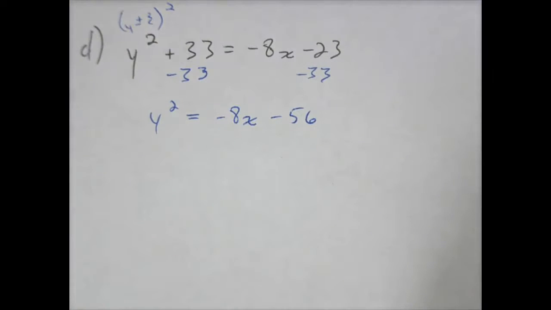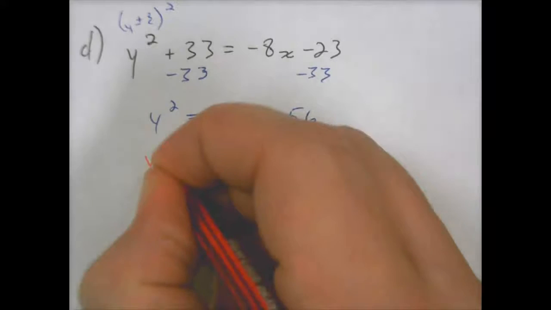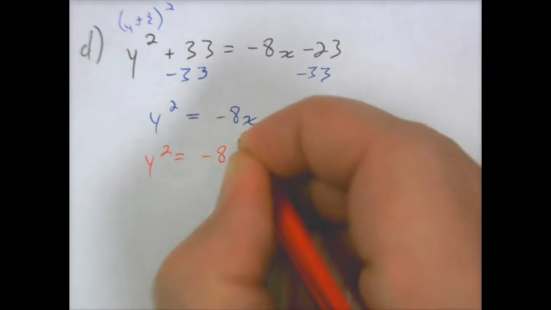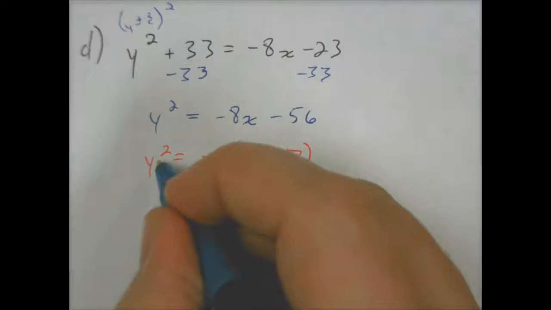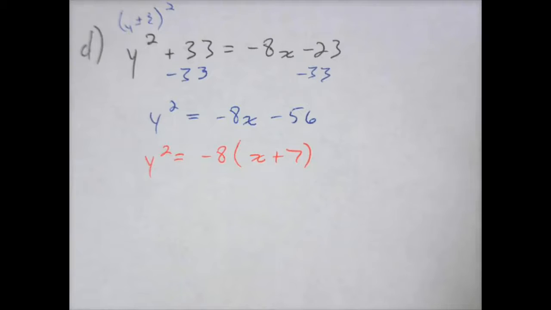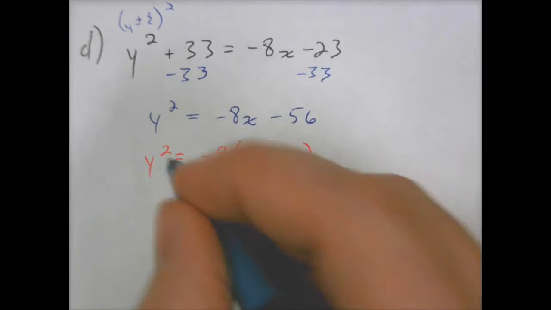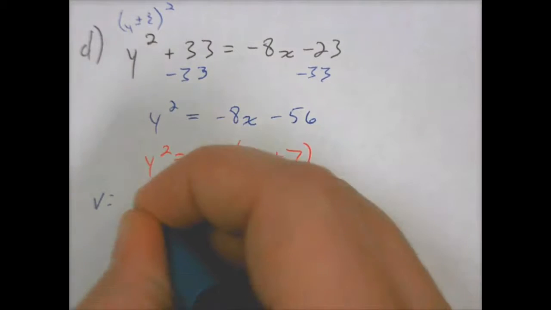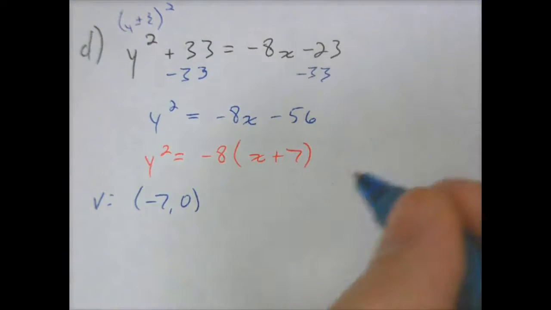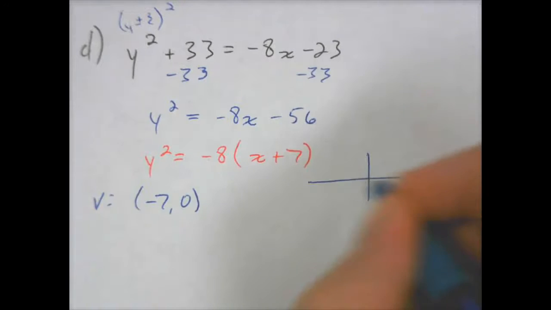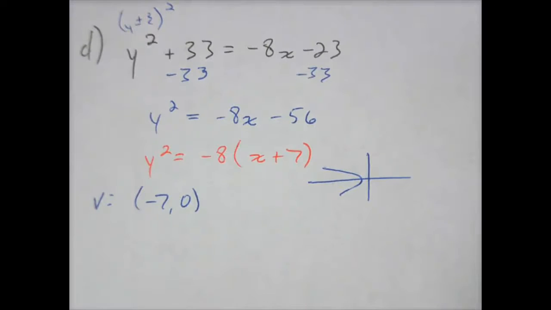I can't tell what my p is yet. But if I rewrite this and factor out negative 8, then I have x plus 7. And hey, notice I have y squared. Well, it doesn't matter if there's y plus or minus something. If there's plus or minus nothing, then it would be 0. So your vertex for this one would be negative 7, 0. Your p is negative, so we will have something that opens to the left. Okay, go ahead and take a second and give everything else a shot.